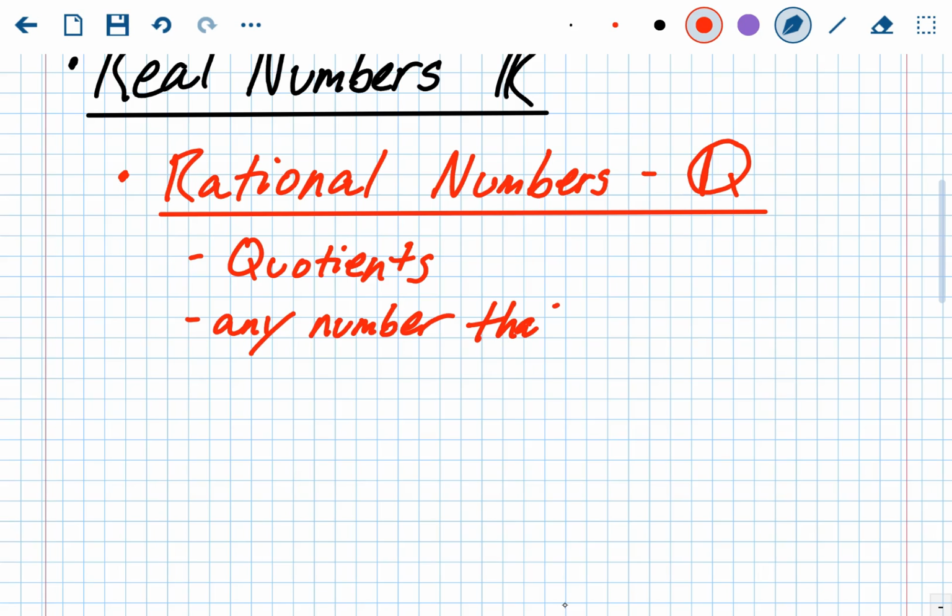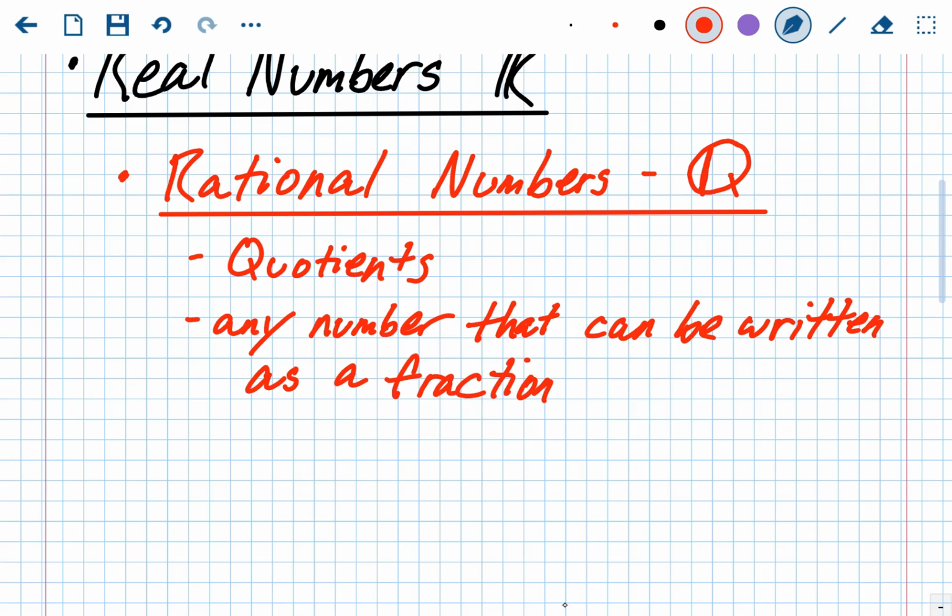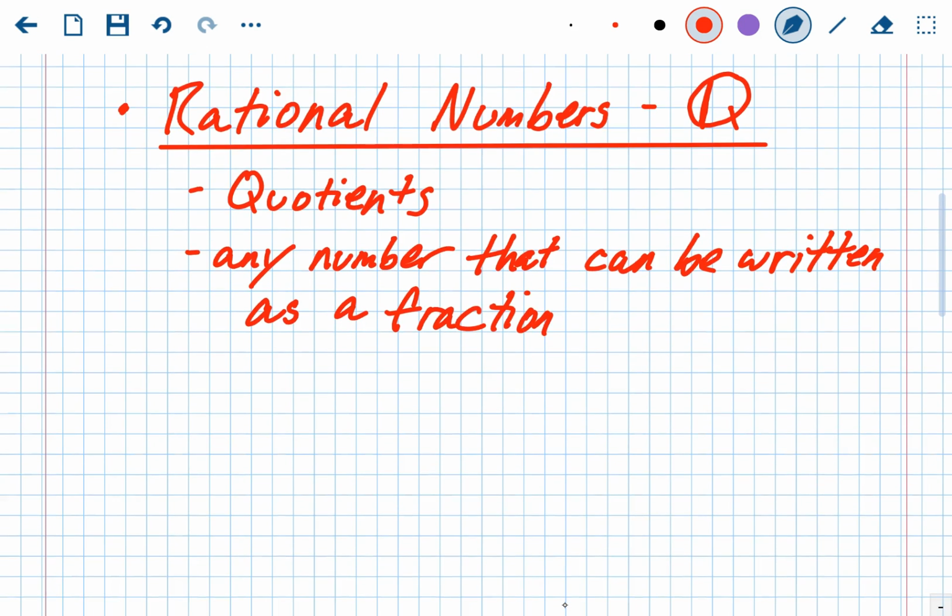So think about some numbers. Well, 5 is a number. Can you write 5 as a fraction? Yeah, you can: 5 over 1. 5 is a rational number. 1/2 is a fraction. That's also a rational number. So anything that can be written as a fraction. So all fractions, all numbers you could think of. What else counts as a rational number?